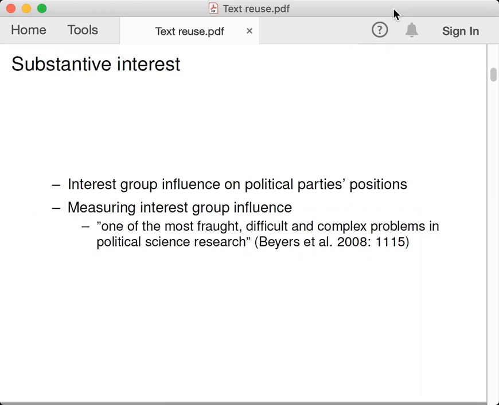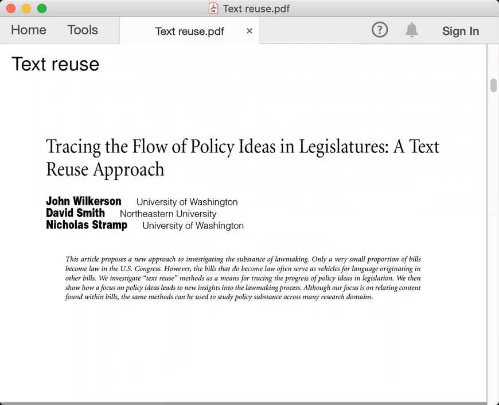So I really like this quote by these great interest group researchers. It's a difficult thing to measure, this interest group influence concept. And the traditional approaches, the existing ways of measuring interest group influence, weren't exactly what I was looking for. So then I remembered that I had read this paper by Wilkerson et al., which was published, I think, in 2015 or so in AJPS.